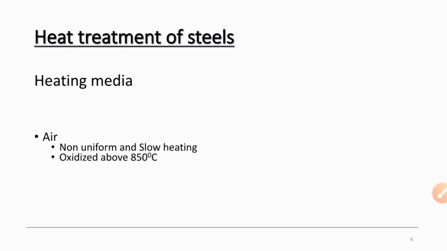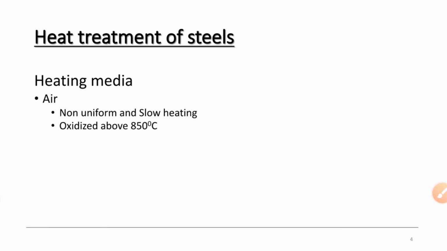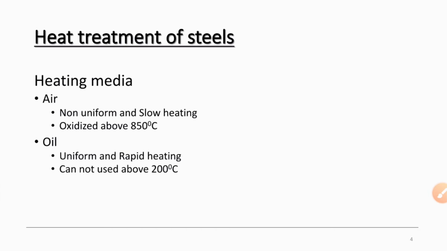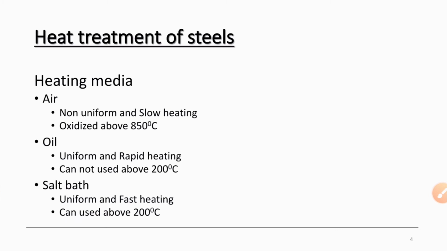Then heat treatment of steels. Particularly in heat treatment of steels, the heating media are air, oil, and salt bath. Air is a non-uniform and slow heating medium. By using air you can heat the metal, but the heating is non-uniform and slow. Air can also oxidize the metal above 850 degrees centigrade. Air contains some moisture, so because of that moisture and oxygen, rusting or oxidation of the metal can take place.